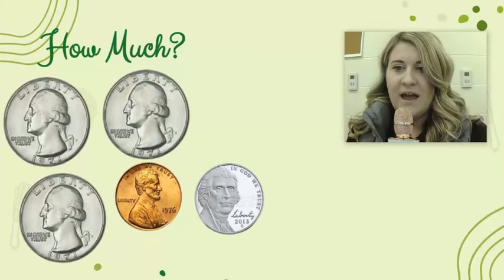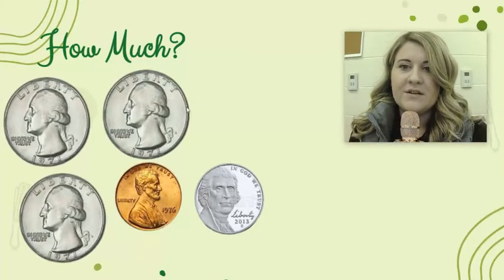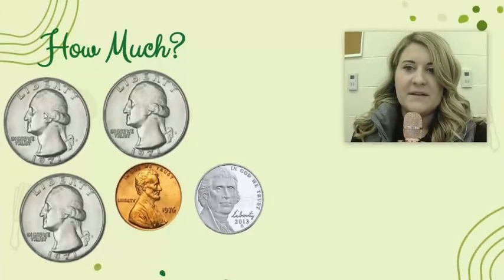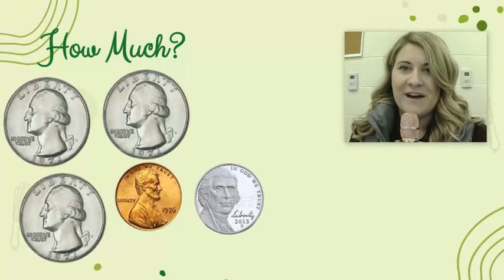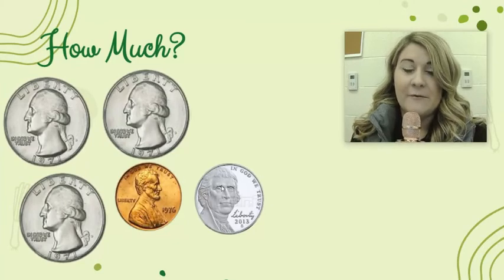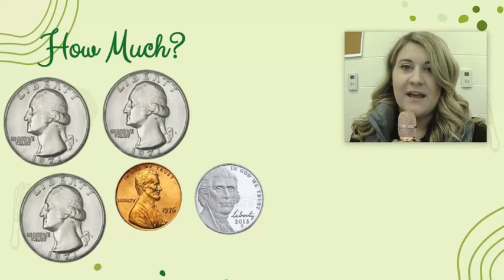All right, so we have 3 quarters. So I have 25, 25 plus another, so 2 quarters is half of 4 quarters, and half of 100 cents is 50. So 25, 50, and then if I add 25 more to that, 50 plus 25 is 75 cents. Now I need to count in my nickel. 75 plus 5 is 80, and then plus 1 penny is 81 cents.